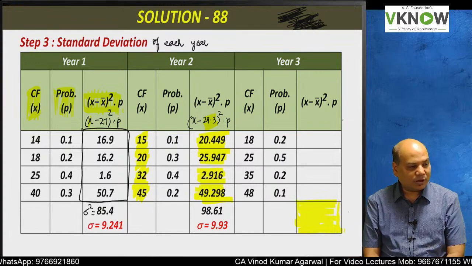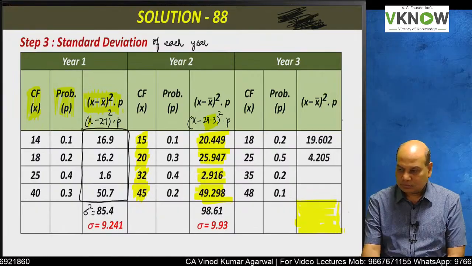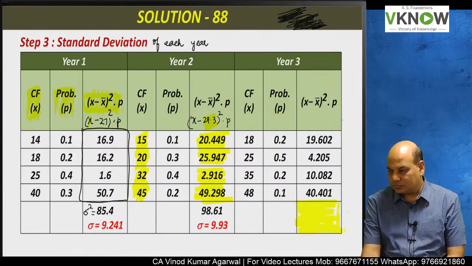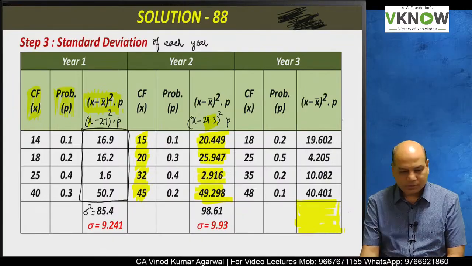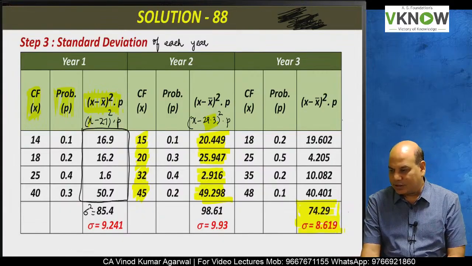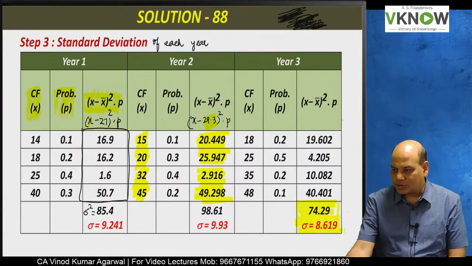Year 3, please reply. Now check the answer. What is the total you got? 74.29 and sigma is 8.619.